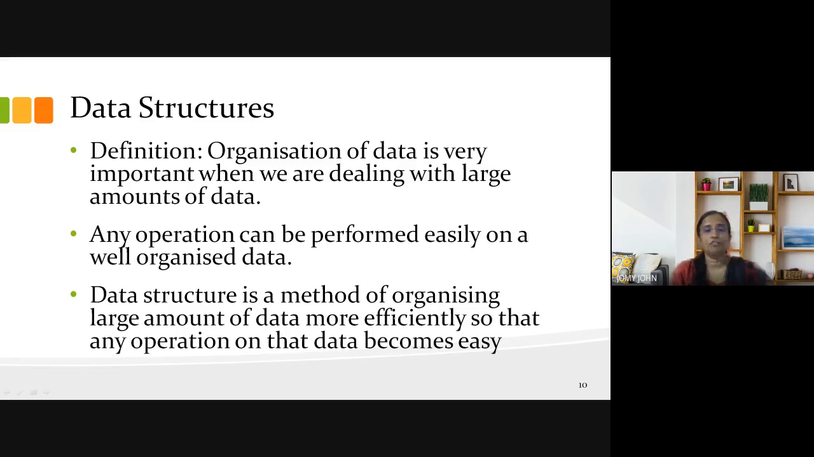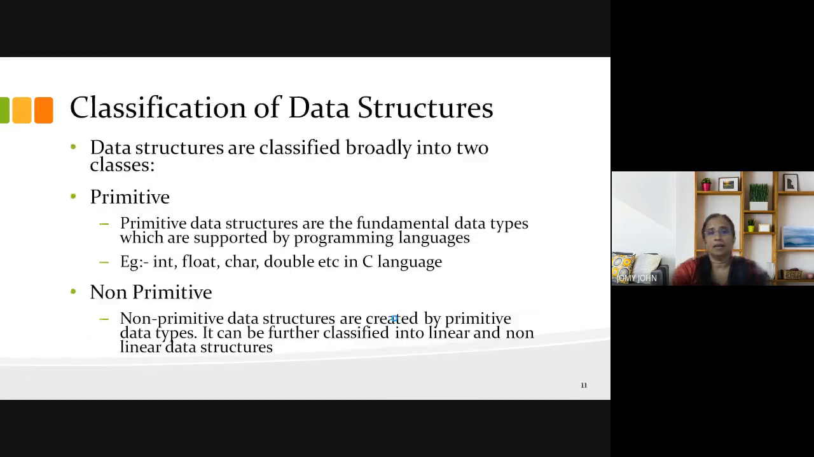You can study well if your books are well organized. You can pick books if they are organized in an efficient manner. In the same way, if data is organized in a well-organized way, we can efficiently retrieve it and do operations on it. So a data structure is a method, a container for organizing data. So we learn how we classify data structures.